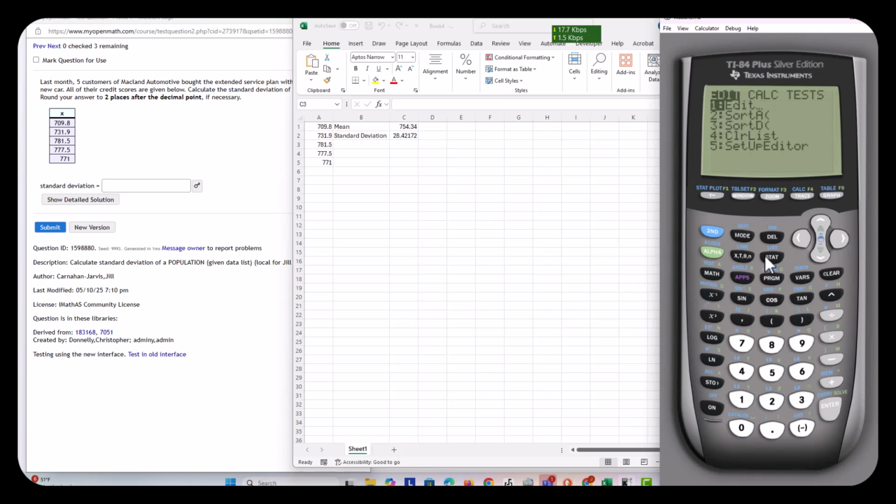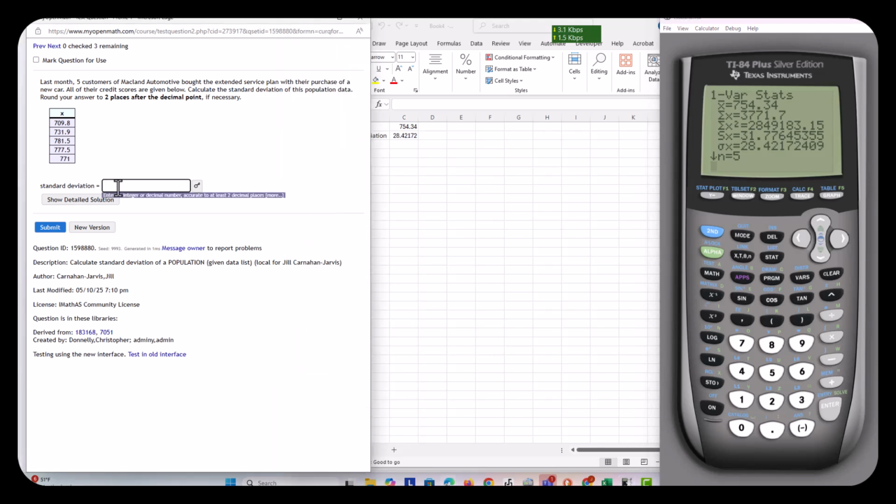Now let's go to stat, calc, 1-Var Stats, enter. Notice that sigma x is 28.4, sigma x is 28.4217, the same thing that we got here. So our standard deviation should be, to 2 places, 28.42. Alright, what was our mean here? Our mean, x bar, was 754.34, same thing here.